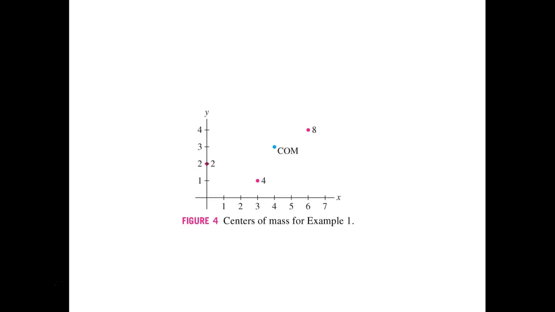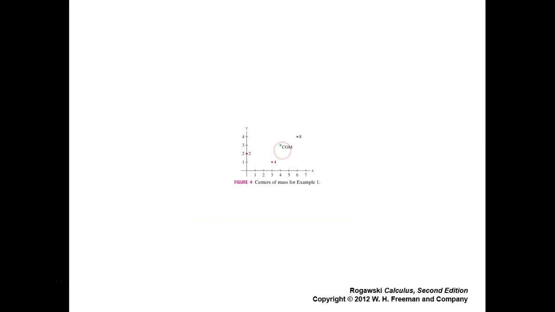Okay, so find the center of mass of the system of 3 particles having masses of 2, 4, and 8. So those numbers represent the masses of the particles, and you see the location. 2 is at (0, 2), 4 is at (3, 1), and 8 is at (6, 4). Now, how do we do center of mass? What's the basic formula for that?